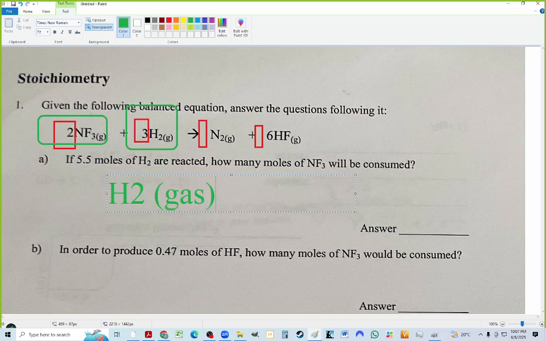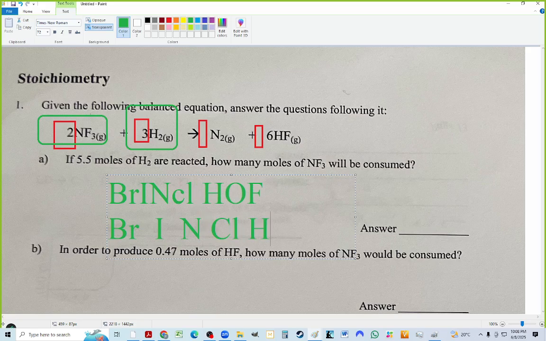It's one of those diatomic molecules that always come together. The rhyming thing is Mr. Brinkelhoff: bromine, iodine, nitrogen, chlorine, hydrogen, oxygen, and fluorine all come with 2.